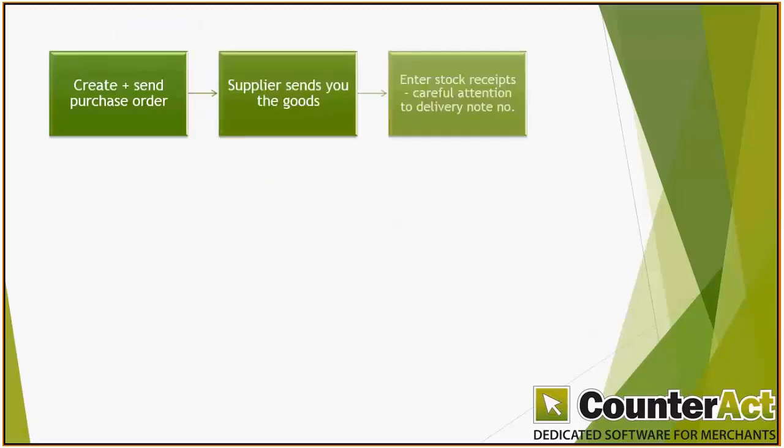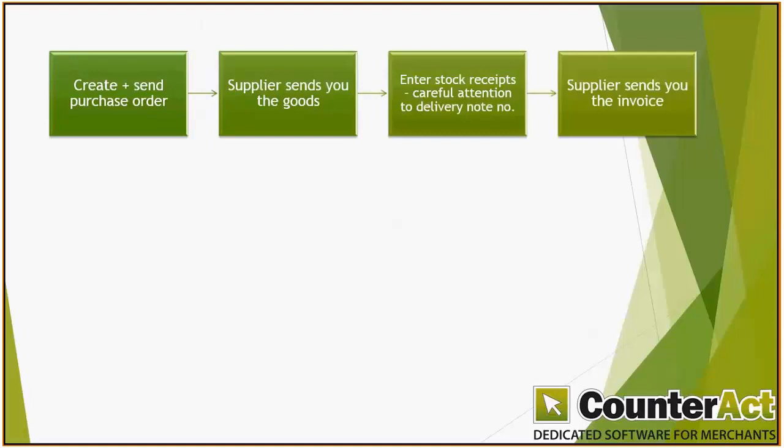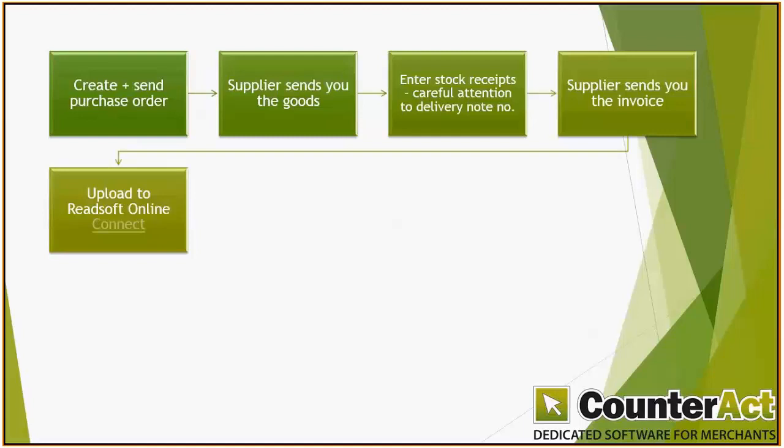So as I said, we've got the 4 stages here. So you create the order, you send it out, supplier then sends you the goods, you enter stock receipts in the normal fashion. I'm just stressing here that obviously delivery notes are important, because that's one of the fields it will use to try and match against, along with other elements, but I'm just saying delivery note is one of the top ones. And then the supplier will send you an invoice. So I've gone through the 3 ways that you could use to upload the invoice into ReadSoft.